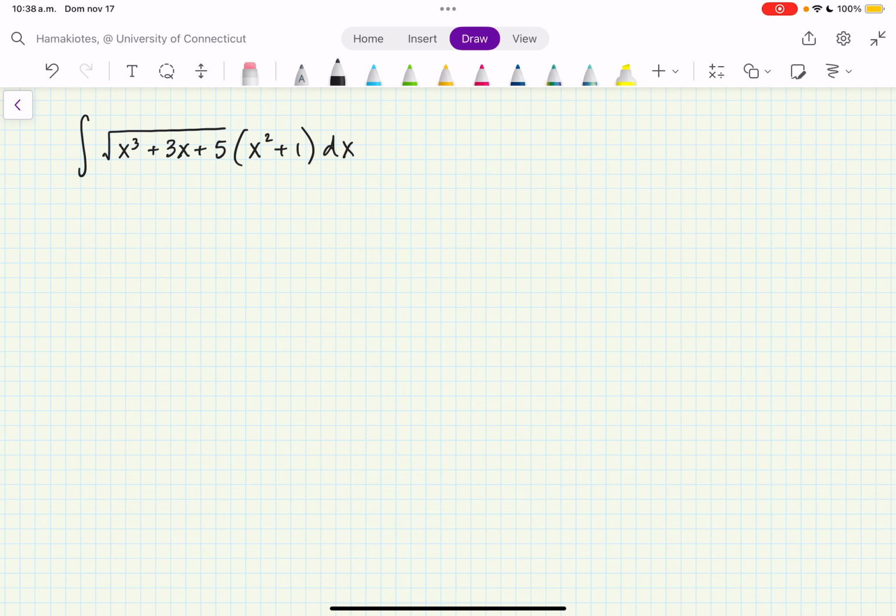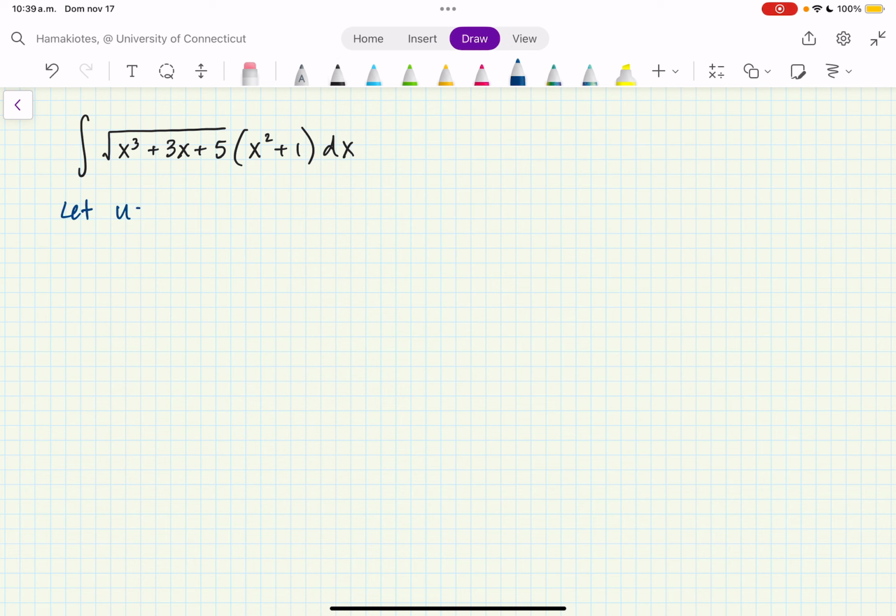We want to use u-substitution, and we have two kind of choices for what we can choose for u. We see that we have x cubed plus 3x plus 5, and then an x squared plus 1. Now, we know that we want to take the derivative of u, so if we choose u to be x cubed plus 3x plus 5, then we'll get a derivative that starts with an x squared term, and we already have an x squared term, so that looks like it might be quite helpful. So let's try that.